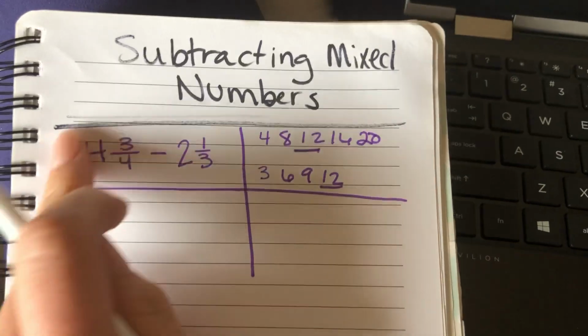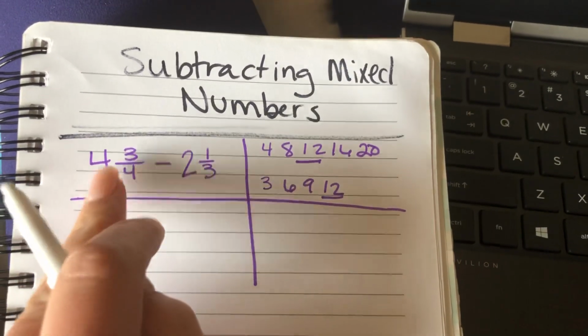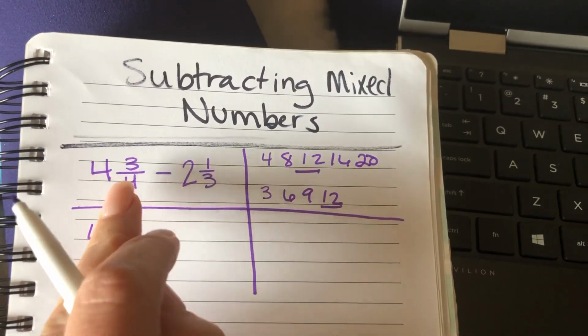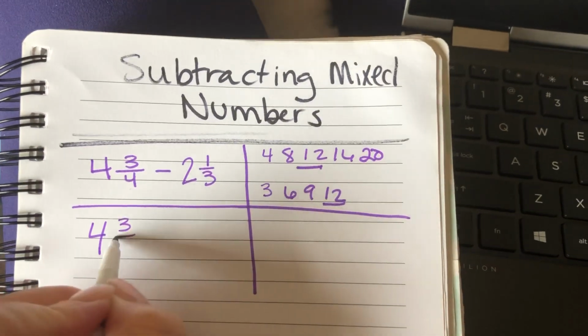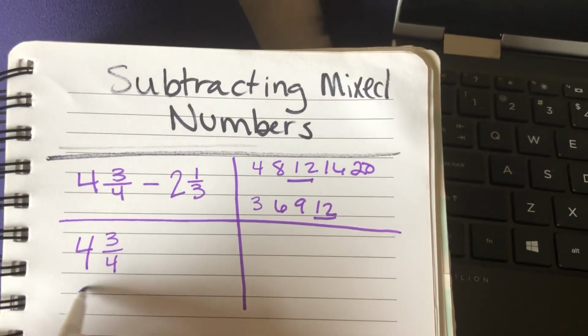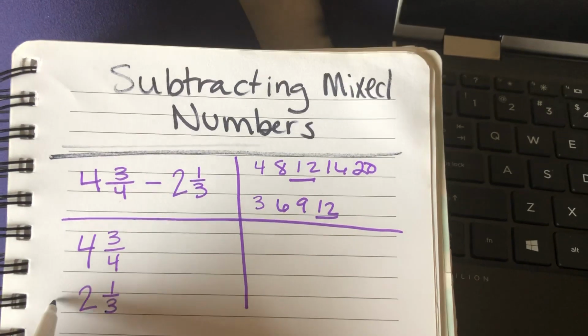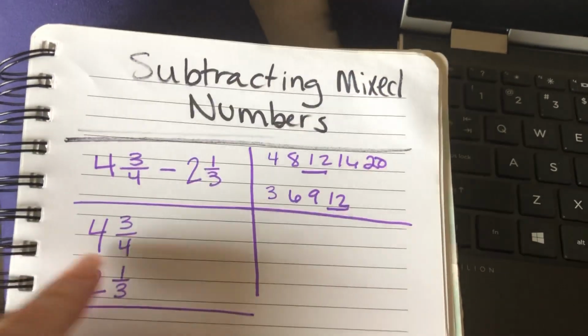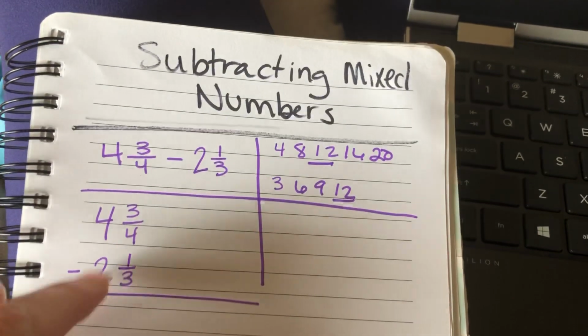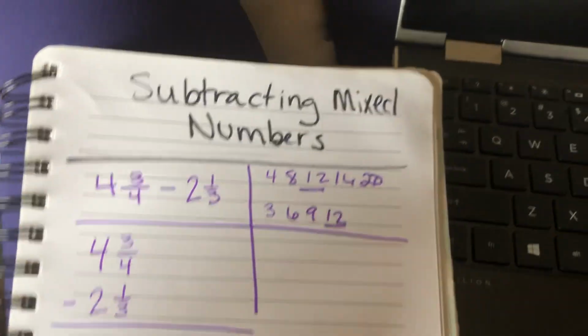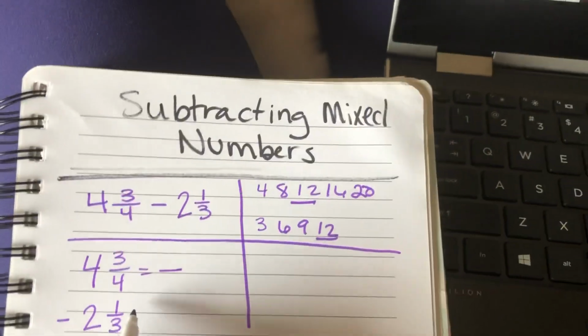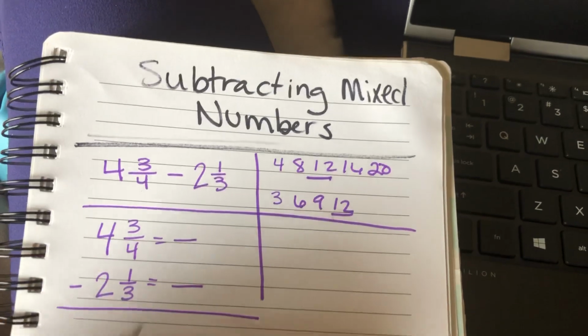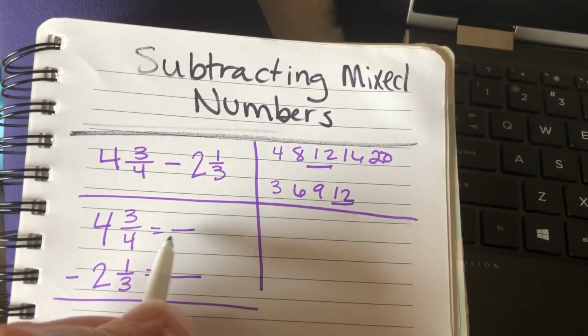Remember to have your first number, your bigger number, always be the first one listed. It's going to be the one on top whenever we rewrite it vertically. We can't just flip-flop it because one fraction is bigger. This whole number is bigger than this whole number, so this is the number that we're subtracting from. It's going to be a little bit more important when we get into when fractions are smaller. Okay, so we rename it.